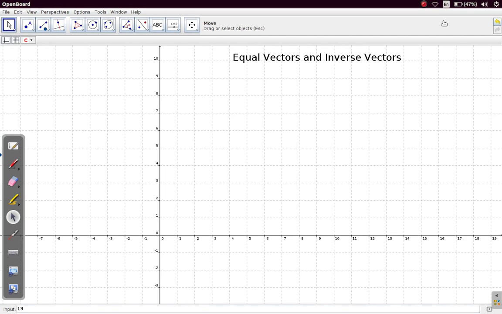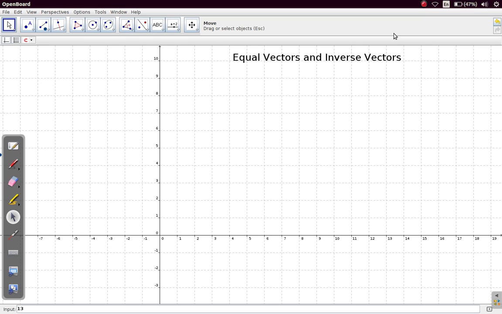Let us look at equal vectors and inverse vectors. Now, concerning equal vectors, when you have two vectors that are equal, it means that they have the same magnitude and the same direction. It doesn't matter where they start, they don't necessarily have to start at the same place. In fact, if they start at the same place, one vector would cover the other.